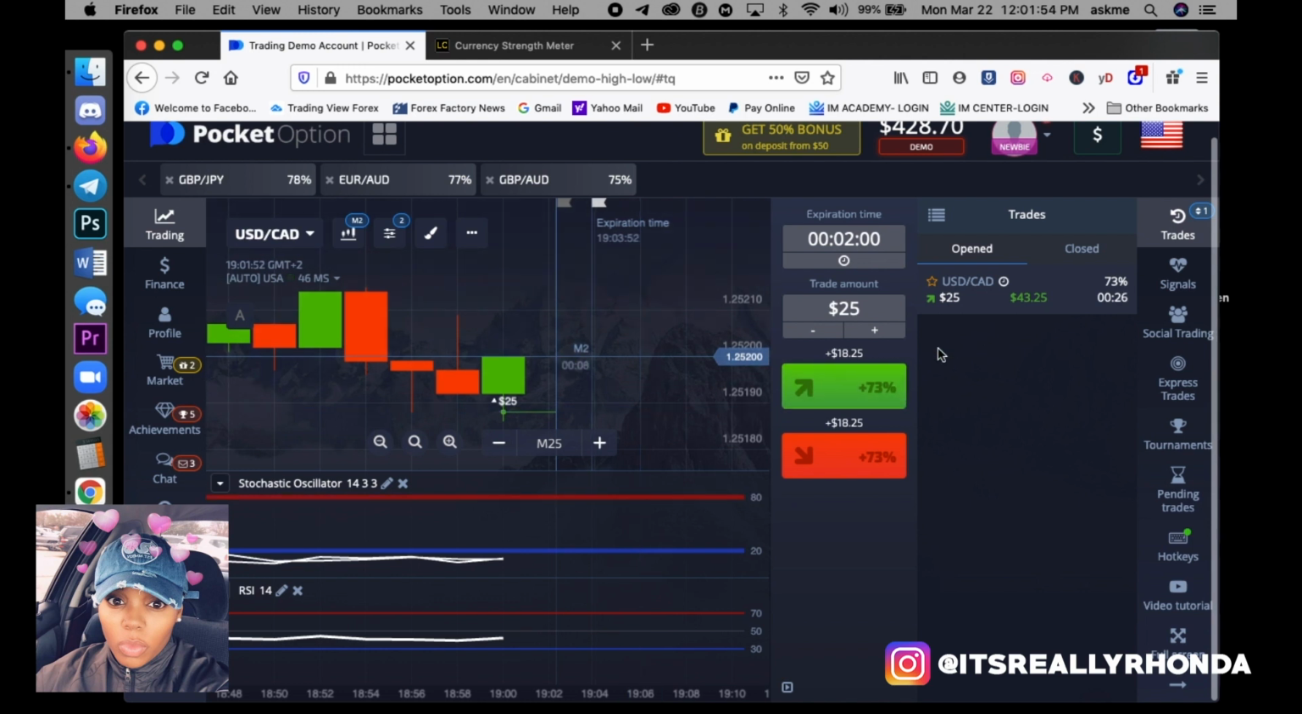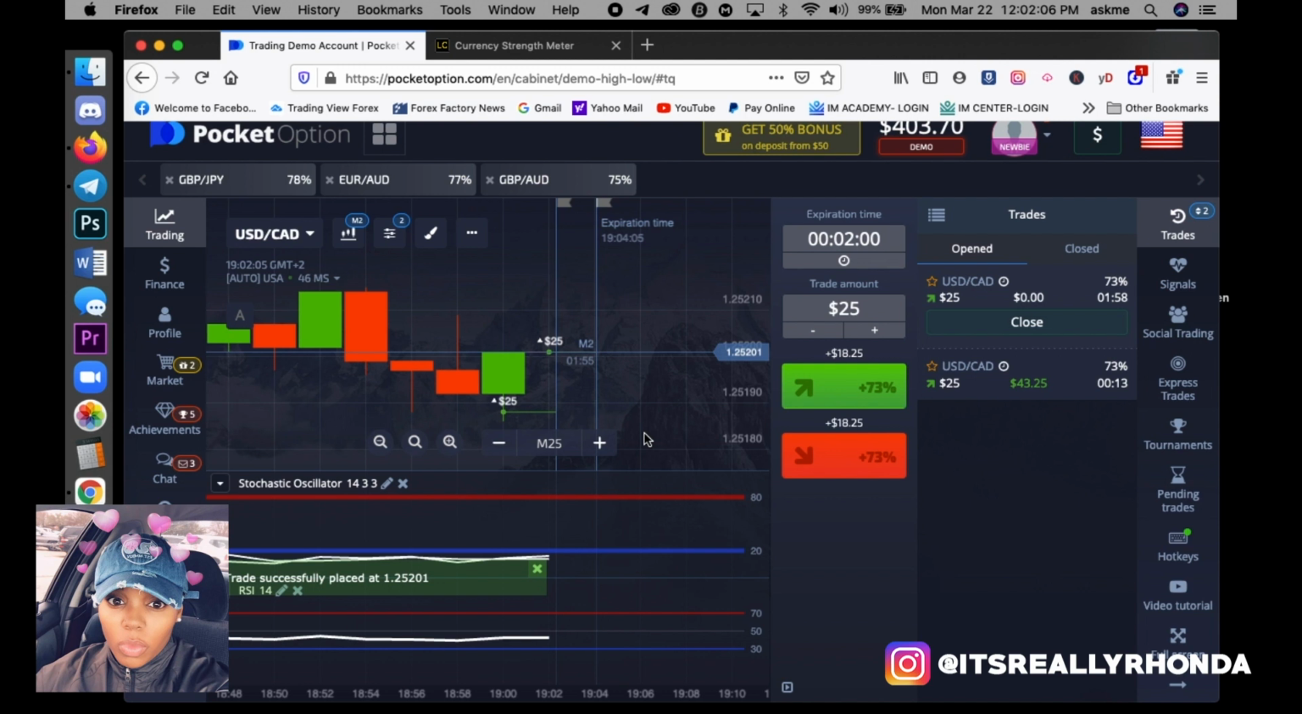Let's see what we're going to do with this. And again, guys, you're going to lose some, you're going to win some, but it's all about making sure you're in profit at the end of your trading day. Whatever your trading goal is, it's all dependent on how you want to trade. If you want to make $50 a day, $100 a day, that's totally up to you. No one can tell you how to trade or how much to trade or when to trade. You set a goal and trade that goal.